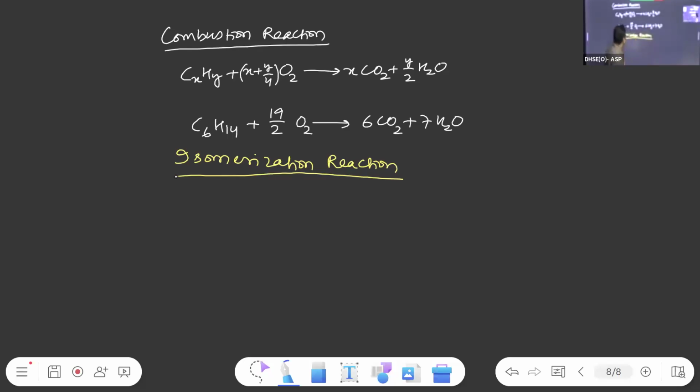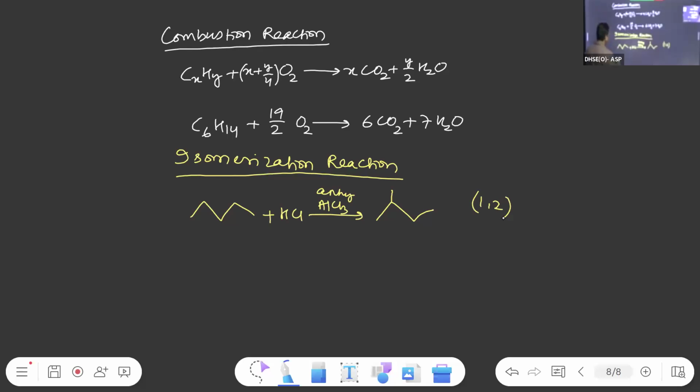Just like if we are taking pentane treated with HCl and anhydrous AlCl3, that will be converted to 2-methyl butane. In general, a 1,2 shift is most common. 1,2 shift means the alkyl group is shifted to carbon number 2.